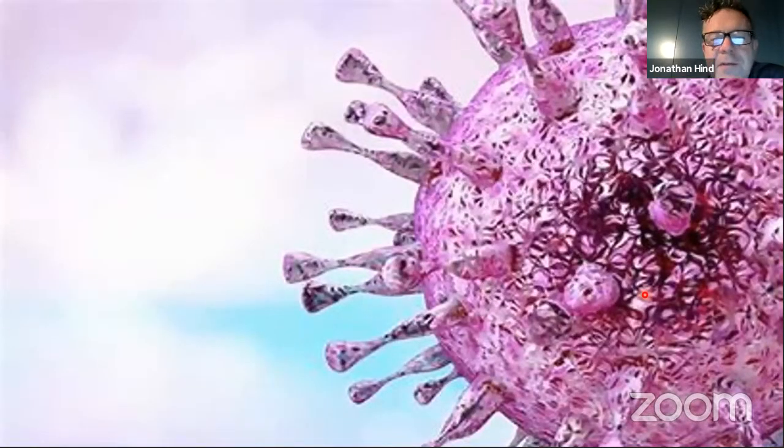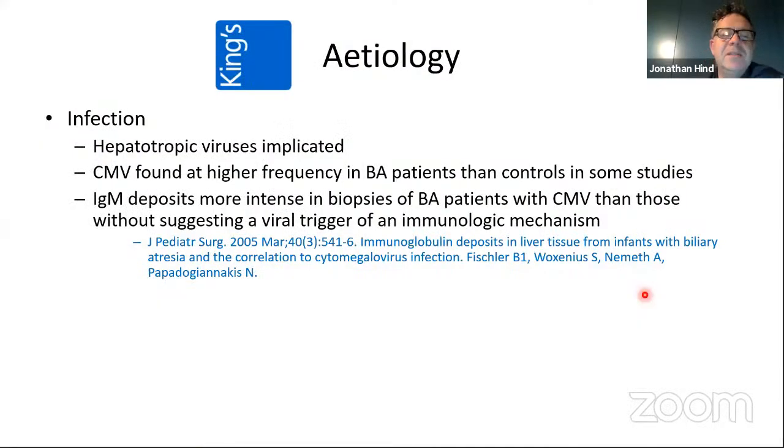That's not coronavirus, that's actually CMV, and that brings us to infection. So viruses have been implicated, and of course, viruses which are attracted to the liver have been implicated, and in particular, the most work has been on CMV, and that's been found at a higher frequency in biliary atresia compared to controls in some studies, though the jury is out because other studies have found similar incidence between biliary atresia and controls. However, there are some mechanistic reasons of why CMV might cause biliary atresia.